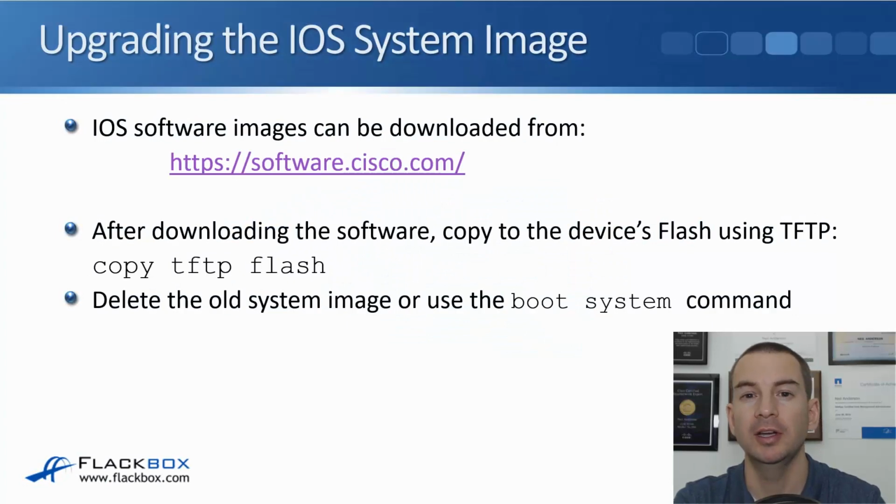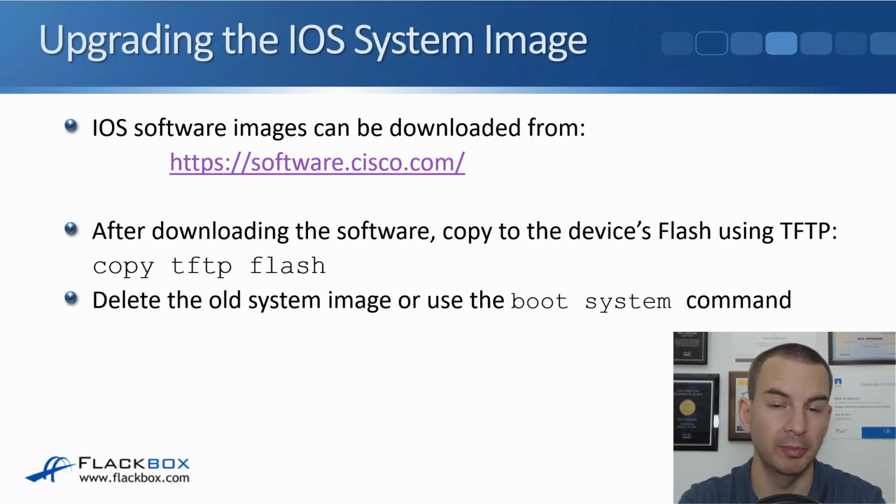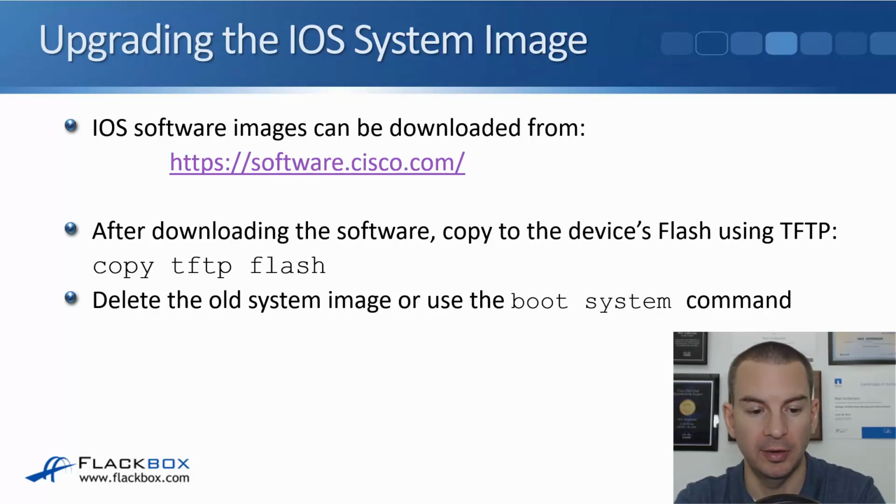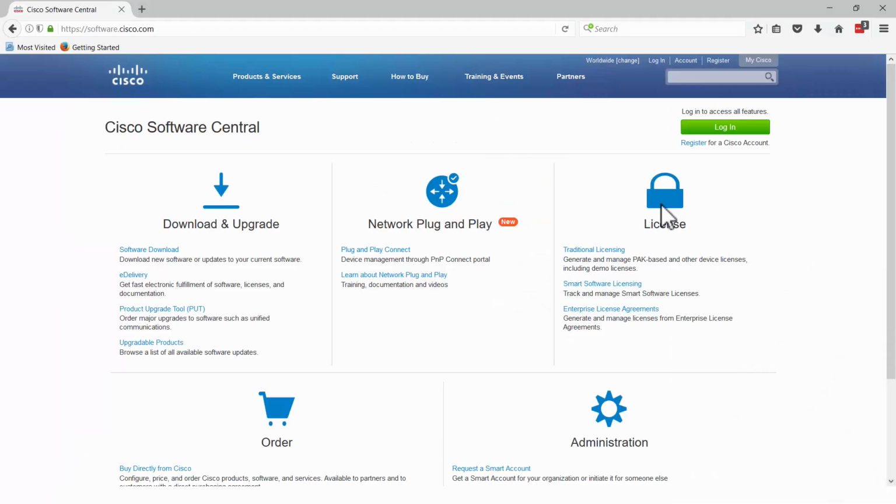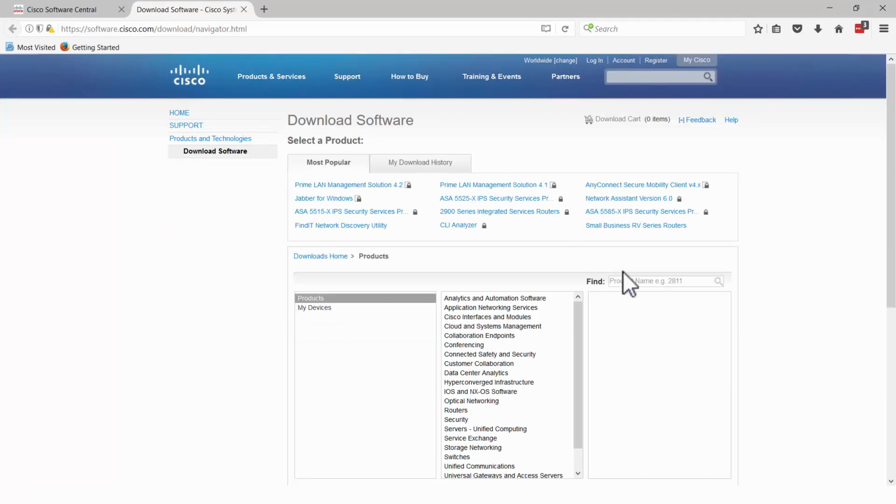In this lecture, you'll learn how to upgrade the iOS system image on your Cisco router or switch. First thing that you need to do is get the new software image. So you get that from the Cisco website at https://software.cisco.com. Let's have a look there. So you'll land on this page, click on the link for software download. And then that will open up a new tab, and it's searchable in here.